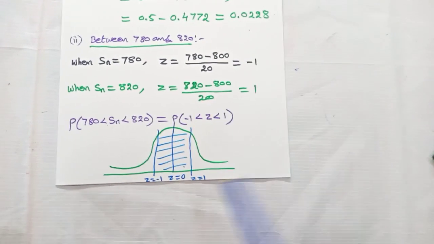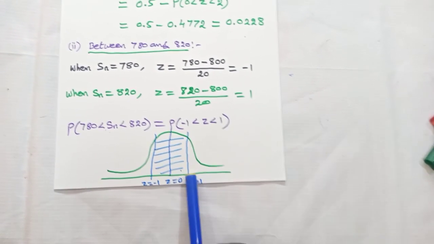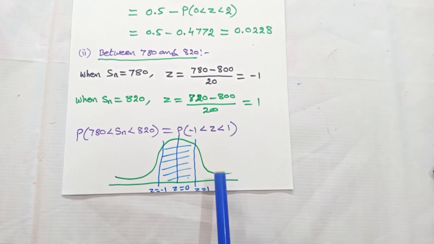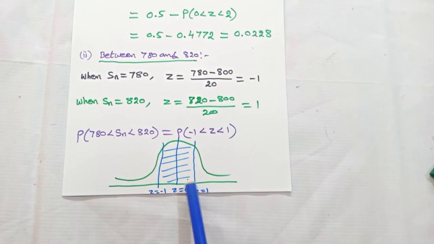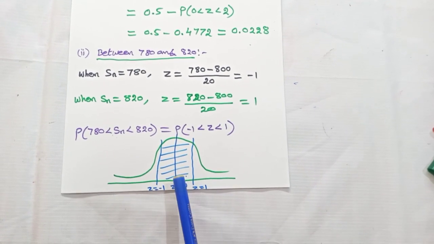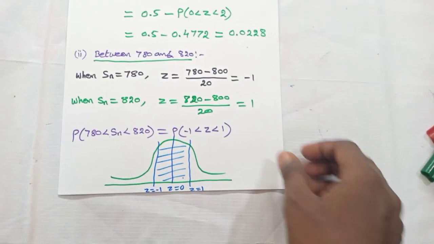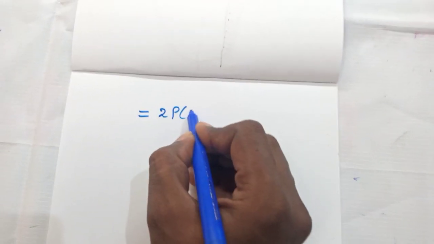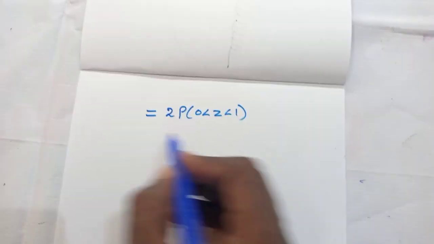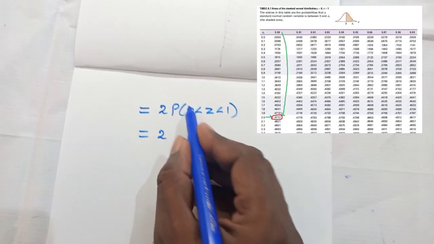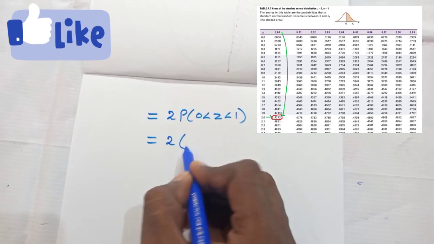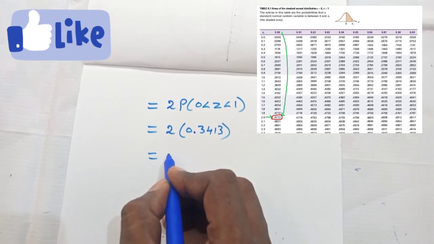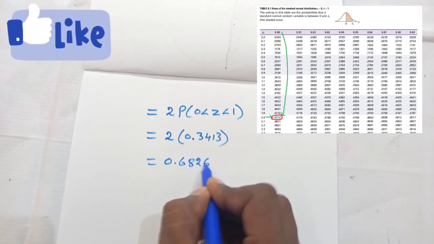But you see, minus 1 to plus 1 can be written as 2 times 0 to 1, because both sides are symmetric. So you can find 0 to 1 and multiply by 2. So it is 2 times P of 0 less than Z less than 1. From the normal distribution table, you can calculate the value as 0.3413. Multiplying these two, the value is 0.6826. So this is our required value.